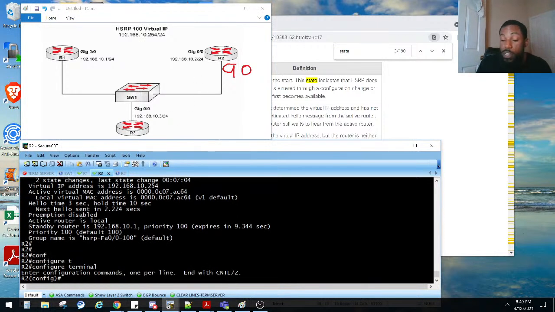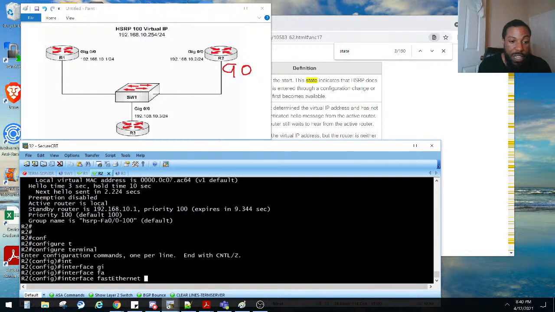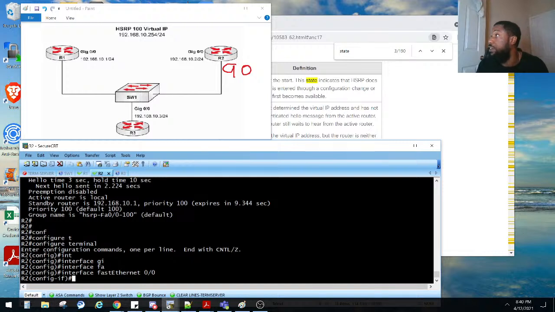Go to global config mode. You probably already guessed what's going to happen here, right? Interface FA0/0, right? Your interfaces might be different. Configure preempt as well. Yes, exactly, Coles. That's exactly what we got to do here. So we got to configure preemption.